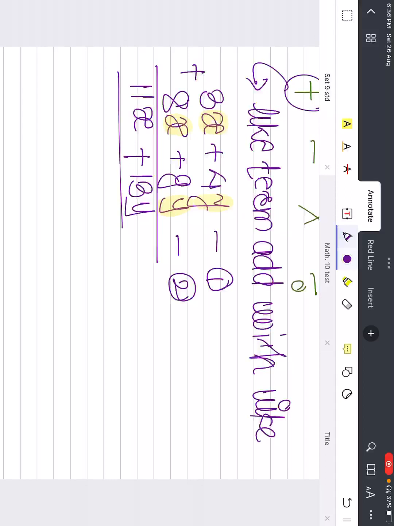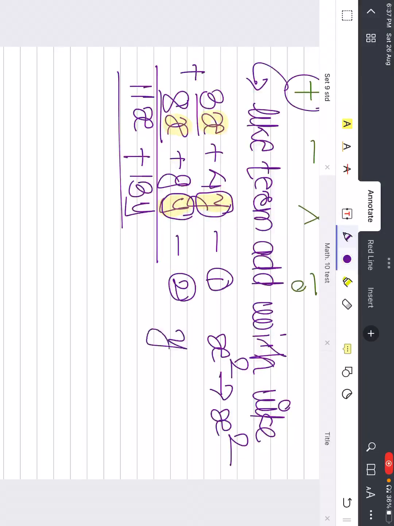Clear? Like terms add with like terms. The terms which consist of the y variable will add with the same variable. Likewise, the terms which have x will add with another term which has x. Suppose in another question x square is there, so definitely this x square will add with x square. Suppose y cube is there, so y cube will add with y cube. We have to always keep that in mind, otherwise you will not get a correct answer.